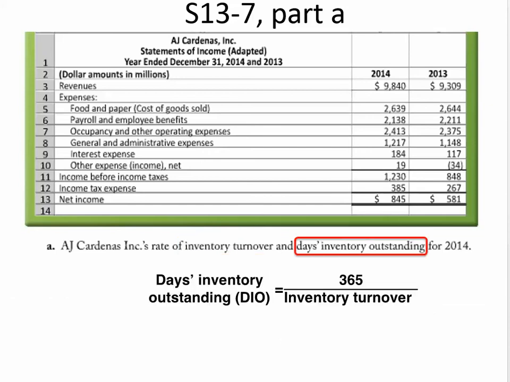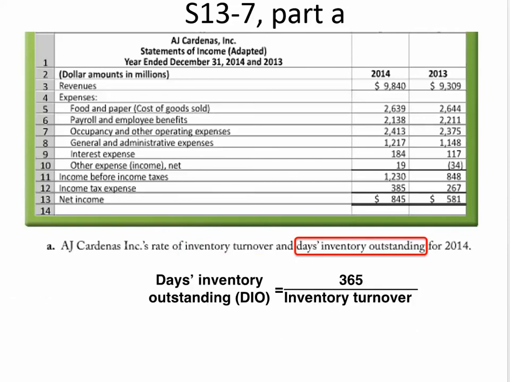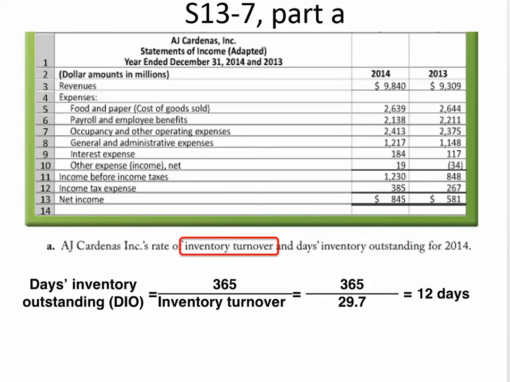Next up, we want the days inventory outstanding for 2014, and the formula is given there on the page. We're going to be taking 365 divided by the inventory turnover figure that we just got. So this number here that we just had, the 29.7 times, well, that's what we're going to use in this formula here. We'll take the 365, divide by that inventory turnover. So what we get looks like this. 365 divided by the 29.7 gives us 12 days. So on average, it takes us 12 days to sell inventory. So that was part A. Now we move on to B.